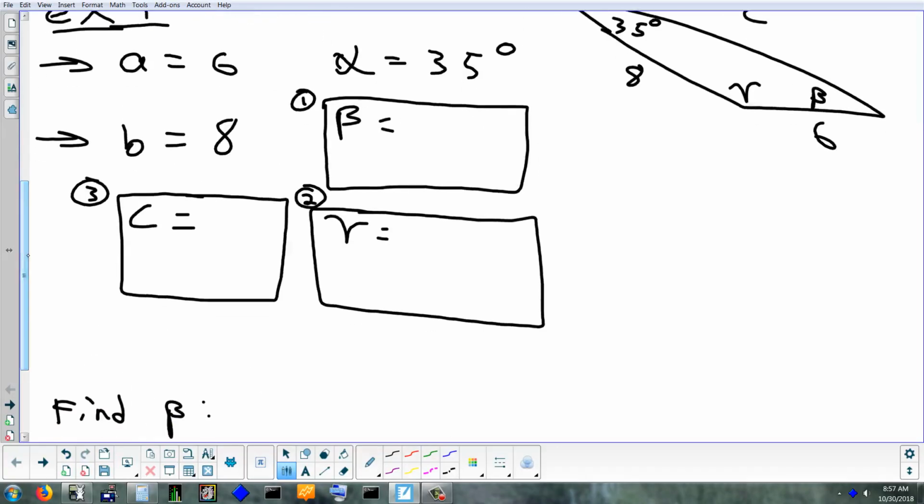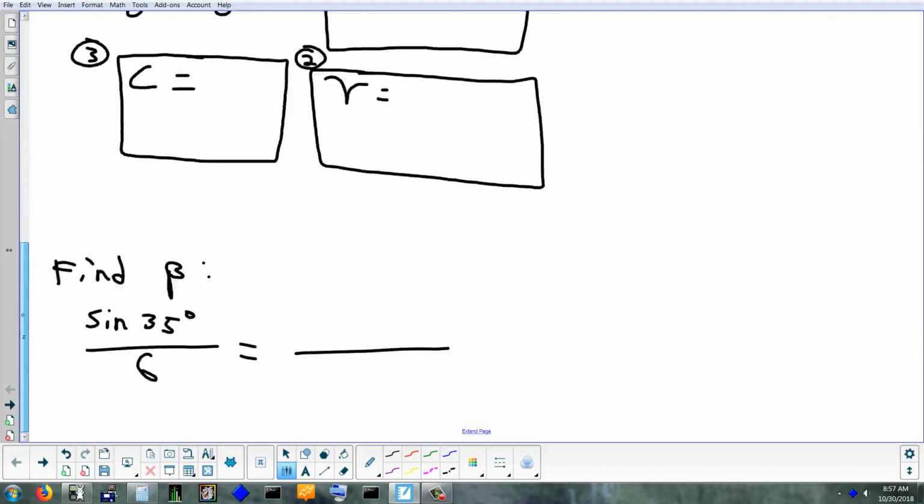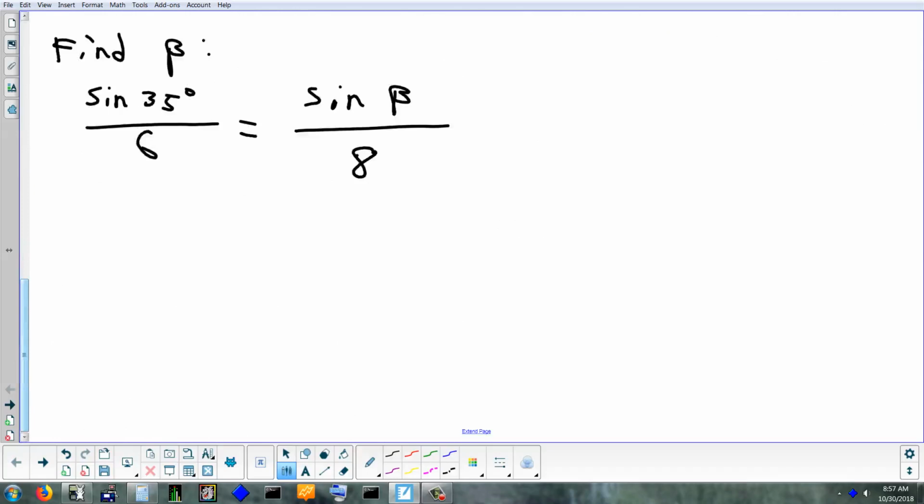So what's my other angle that I'm going to use? Sine beta. Sine beta over B. Yep. So sine beta over B, which we know is 8. Okay. Now what do I do with that? Cross multiply. Yep. Cross multiply. Good. So I'm going to cross multiply.